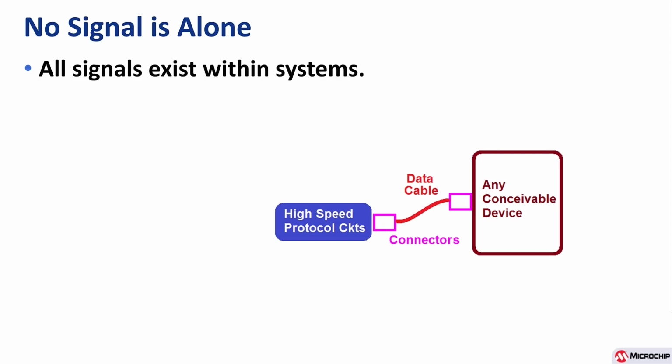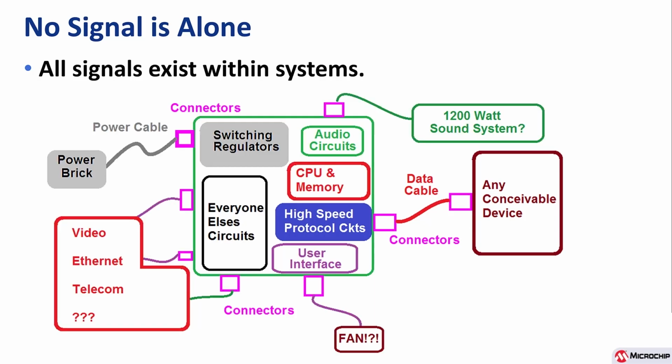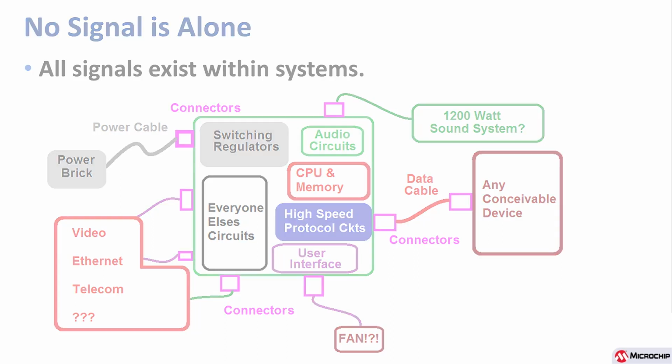Here we saw our high-speed protocol circuits, but they're connected to other things through connectors and device cables and whatever else. But you know what? It's also part of a much larger system. And all of these system elements have effects on our system. If they didn't, we wouldn't need our circuit. Our high-speed protocol would be useless.